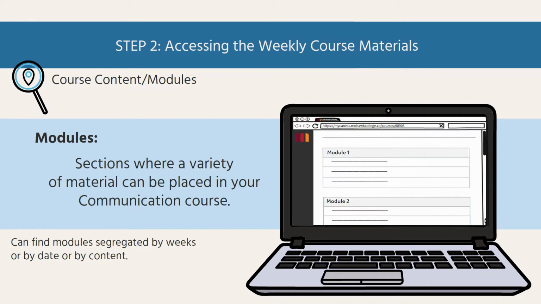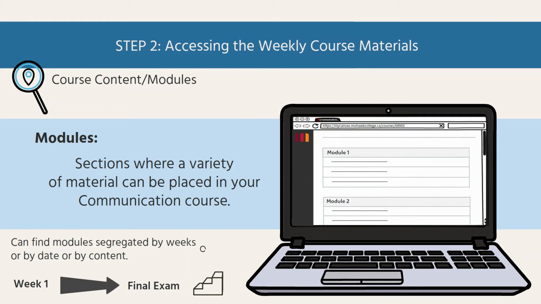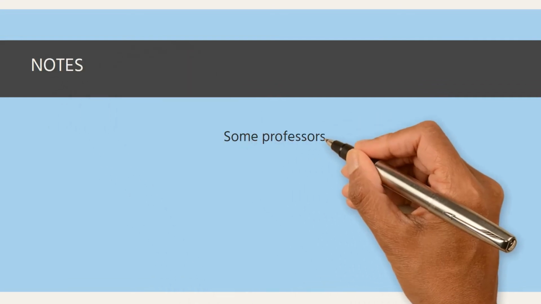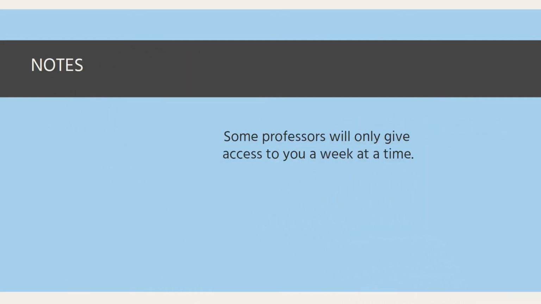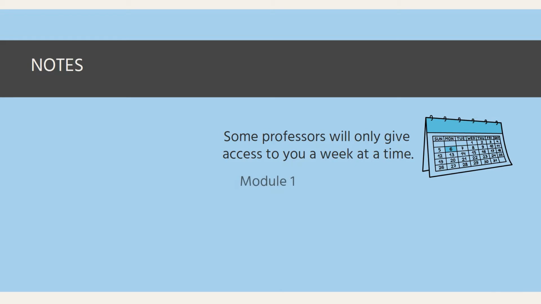Professors usually expect that students will go in order from week 1 all the way to the final exam. This ensures that students are taking their learning one step at a time and growing from lesson to lesson. A note: some professors will only give access to you a week at a time. When you first get to your course, perhaps only 1 or 2 weeks or modules will be available. As you click through the modules, however, more information might pop up. Make sure to click at the top of the first module and go through the material from there carefully.